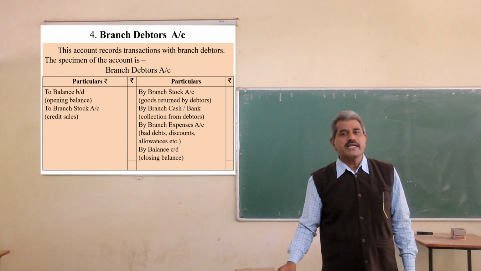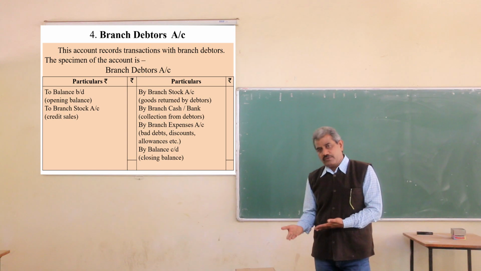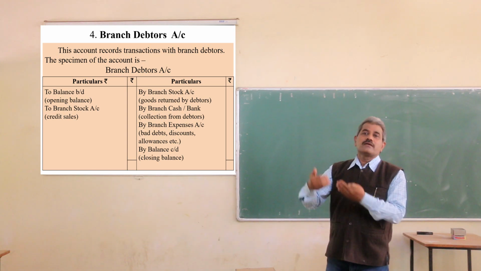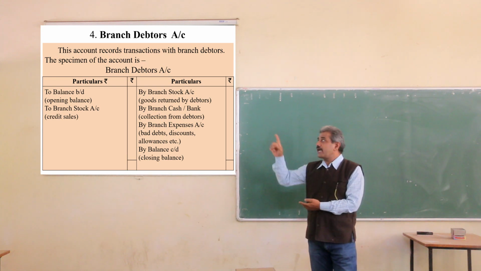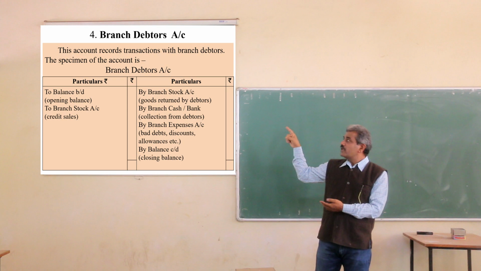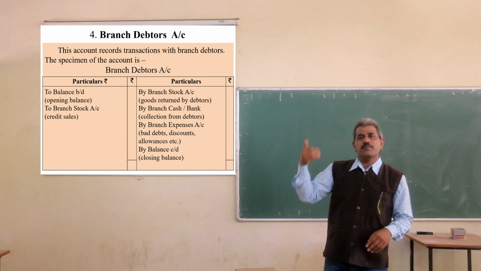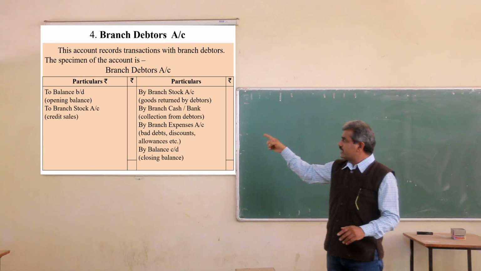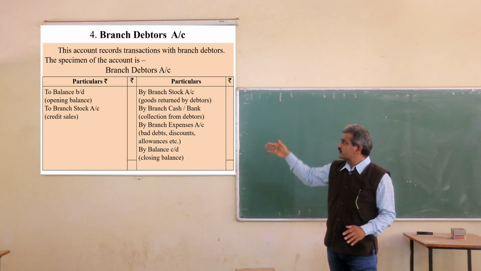Next is branch debtors account. When the goods are sold on credit also, the head office has to prepare the branch debtors account. Okay, so there will be only two items to the debit side. One is opening balance and second is credit sales.